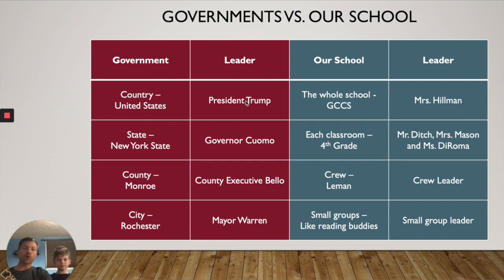So the whole country is like the whole school. So Mrs. Hillman's kind of like President Trump. Each classroom is like a state. Each crew is like a county. And then each small group within a crew is like a city. Make sense? Mm-hmm. All right, good. You can pause here if you want to check this table out and keep thinking about how it works.